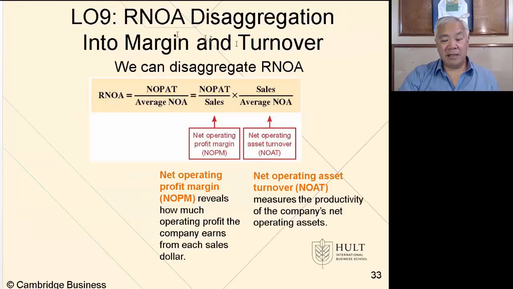So learning objective 9: we're going to disaggregate just like we've been disaggregating in DuPont. We take RNOA and we do this whole trick with the sales on both sides. NOPAT divided by sales is NOPAT margin. Sales divided by average NOA is net operating asset turnover. So NOPM and NOAT. The first says for every dollar of sales, how much do we make in NOPAT, in profit? The other one is for every dollar of assets, how much sales do we get? And again, it's a measure of productivity.